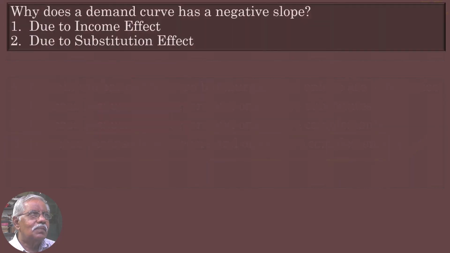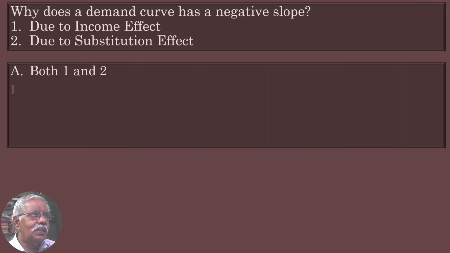Next question. Why does a demand curve have a negative slope? 1. Due to income effect. 2. Due to substitution effect. Options: A. Both 1 and 2, B. only 1, C. only 2, D. neither 1 nor 2.